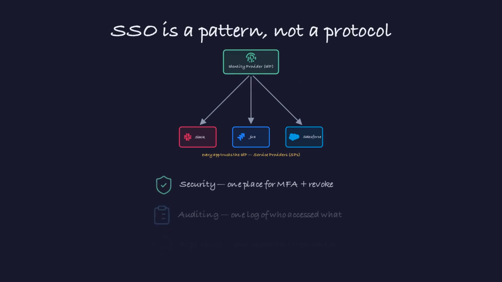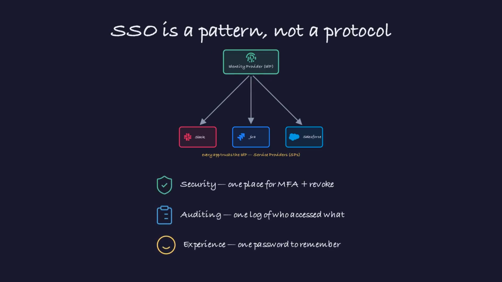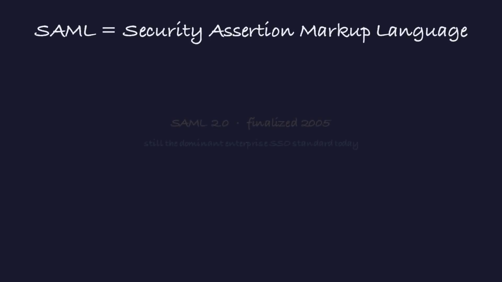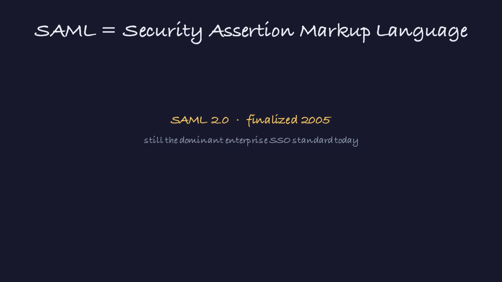This gives enterprises 3 big wins. Security, one place to enforce MFA and revoke access. Auditing, one place to log who accessed what. And experience, one password to remember. So what is SAML? It stands for Security Assertion Markup Language. Version 2 landed in 2005, and it's still the dominant enterprise SSO standard today.